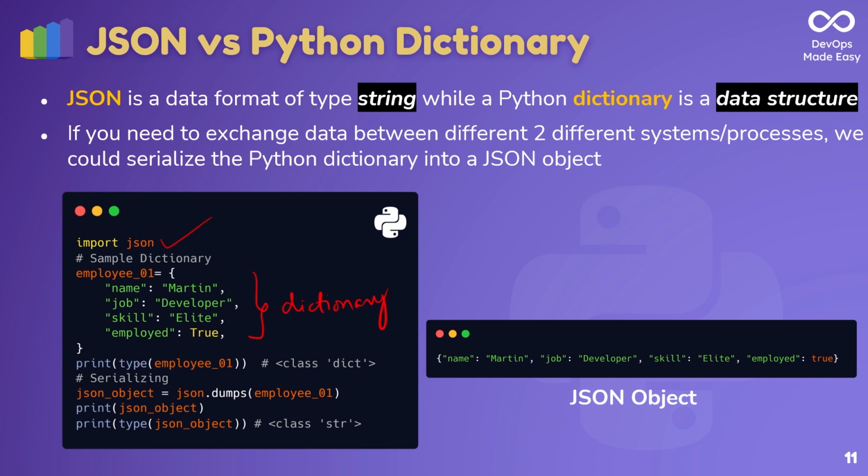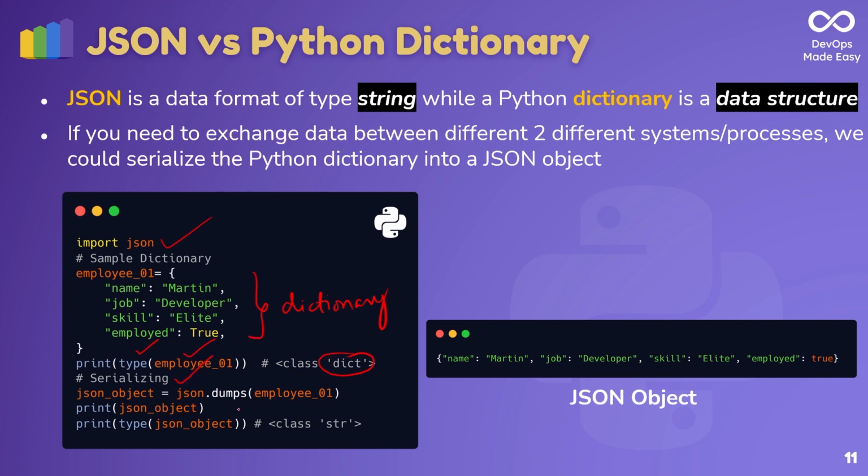Then what I'll do is, before serializing this dictionary, I'll see the type of this employee1 object. So using the type function, I'll pass the employee1 variable name to it, and that will show me the class as dictionary. Then I'll serialize it using JSON.